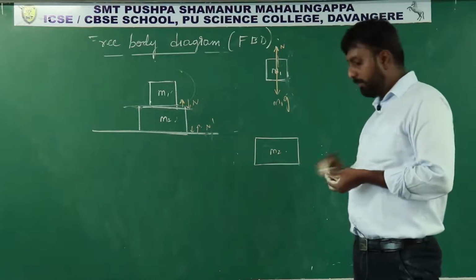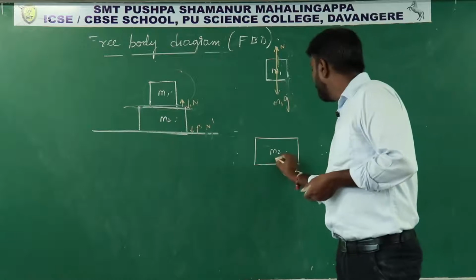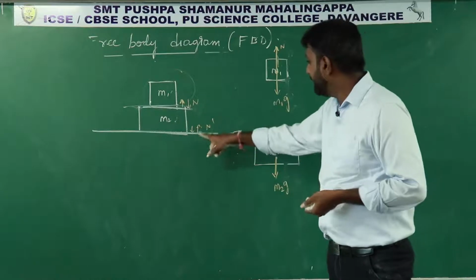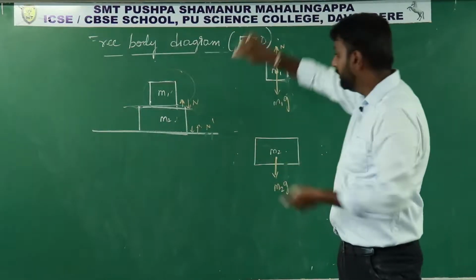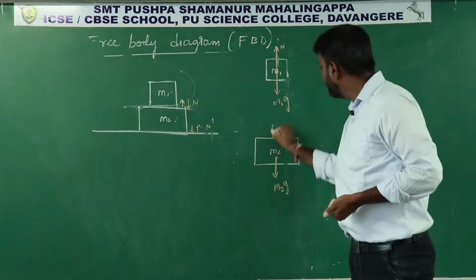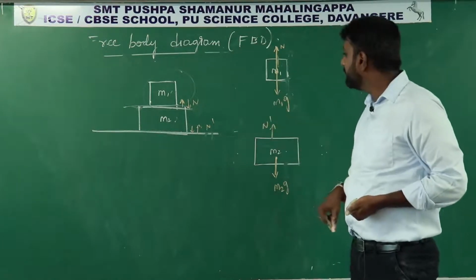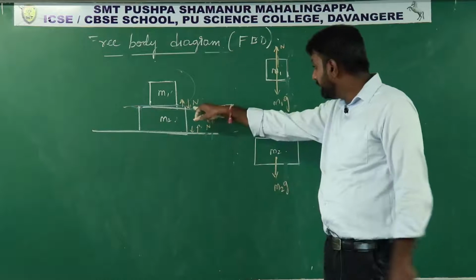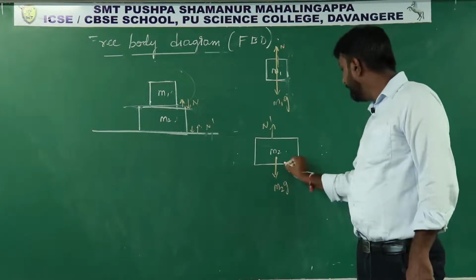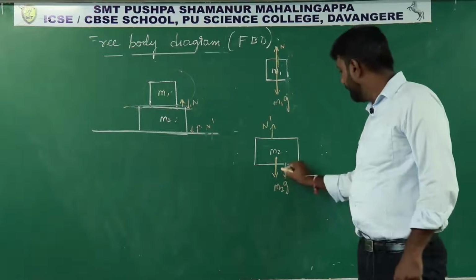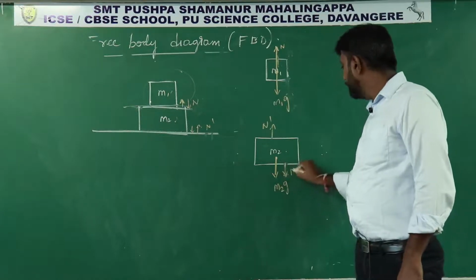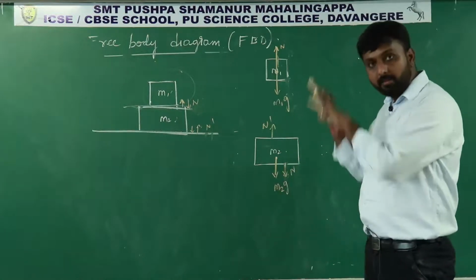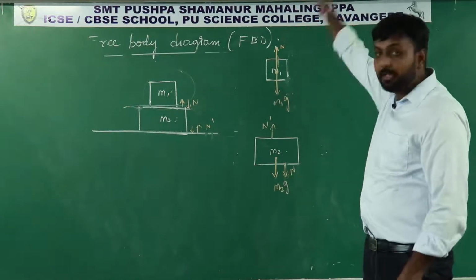Then this is M2. How many forces are acting on M2? So M2G acting downward, and this N dash, the earth surface is applying force on this block. That force is N dash, and also M1 is applying contact force downward. That N is acting downward, right? So these are the forces acting on the block M2. That means N is acting downward, weight is also acting downward, and this N dash is acting upward.